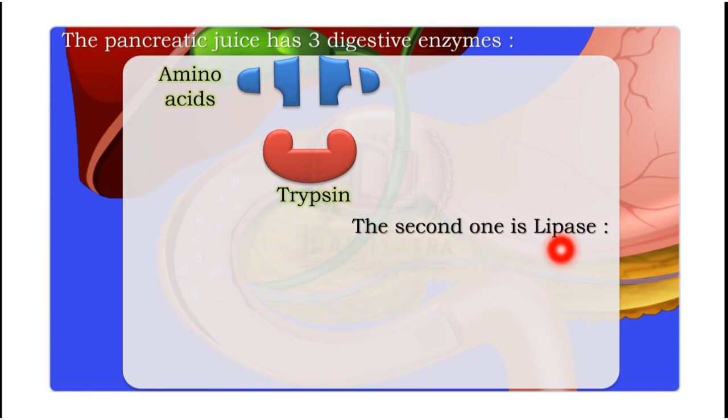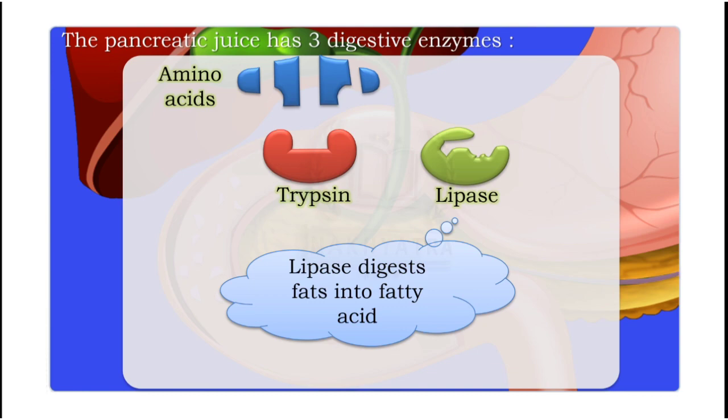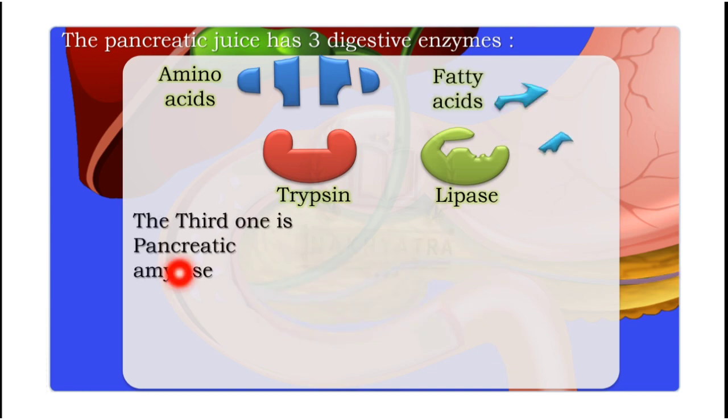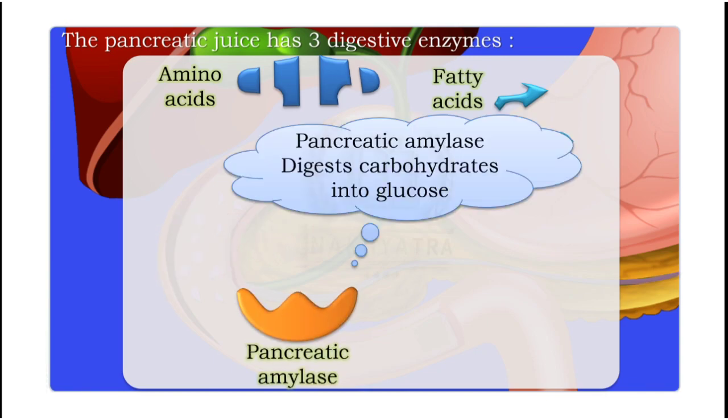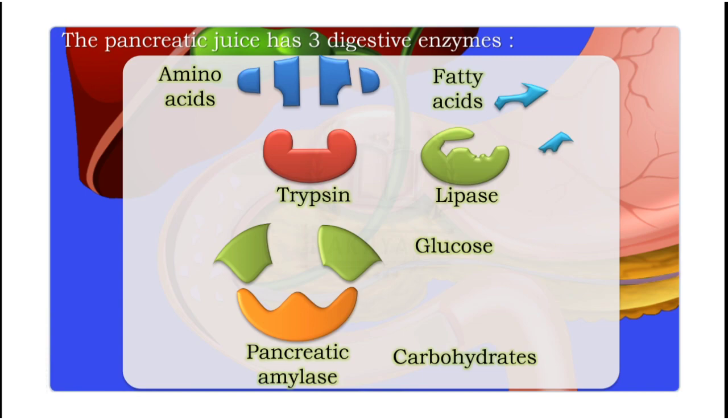Second enzyme is lipase. And lipase digests fats into fatty acids. Okay, so lipase digests fats into fatty acids. And third enzyme is pancreatic amylase. So pancreatic amylase, it digests carbohydrates into glucose. So these are the 3 digestive enzymes.